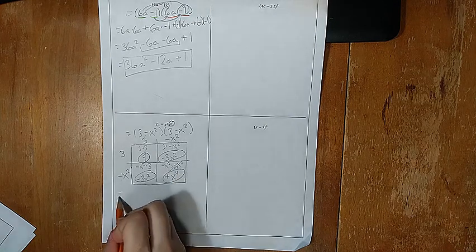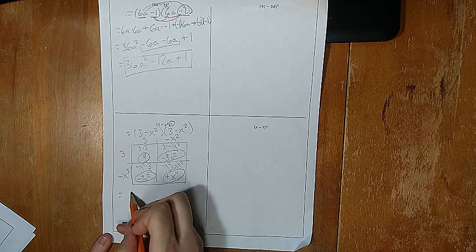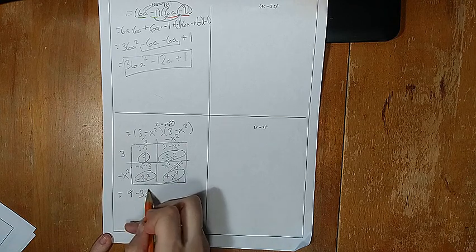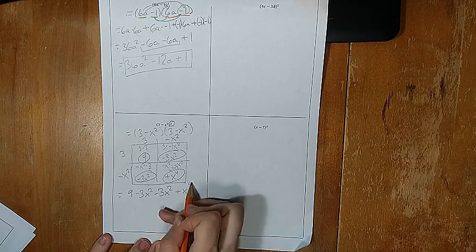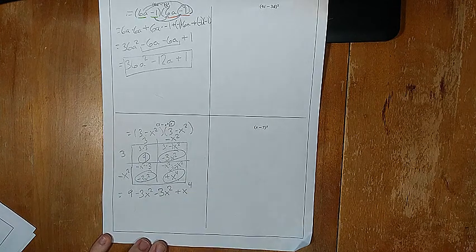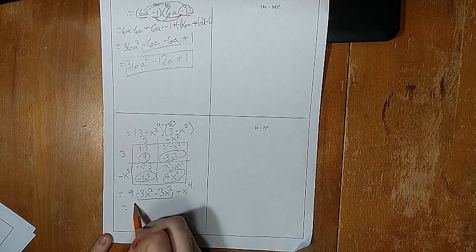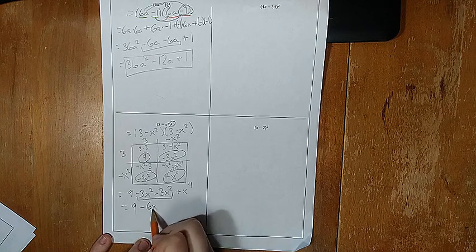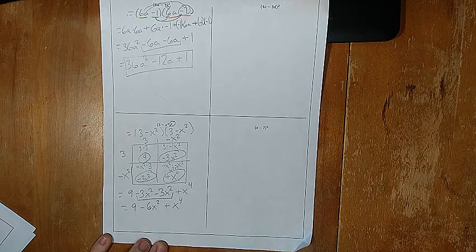So I'm just going to rewrite this, starting with my top left to my bottom right. 9 minus 3x squared minus 3x squared plus x to the 4th. Any like terms? Hopefully resoundingly you're all saying yes. We have 9 minus 6x squared plus x to the 4th. Is this written in standard form though? Is it written from the highest degree to the lowest degree?